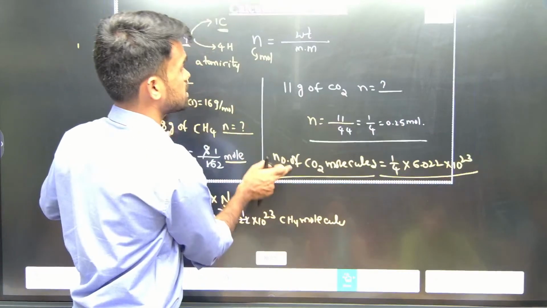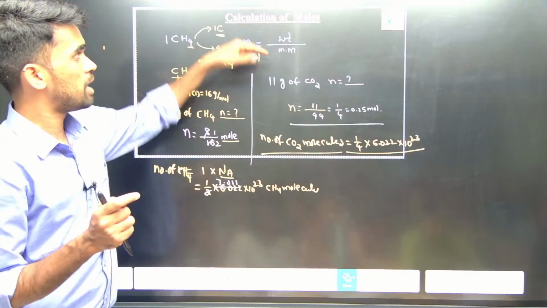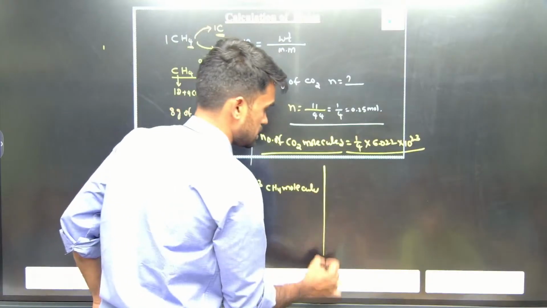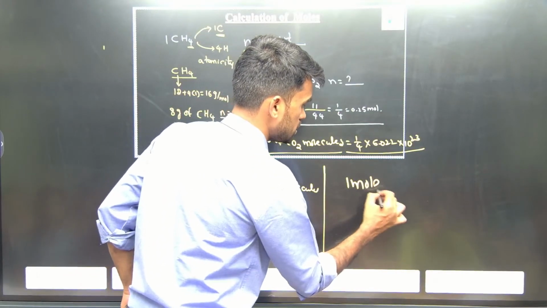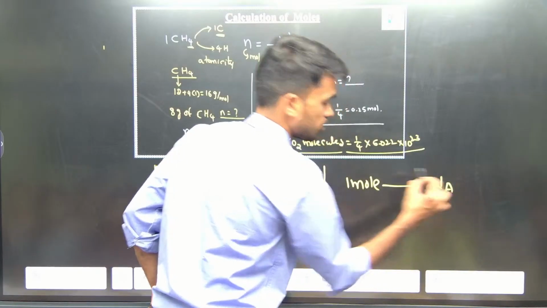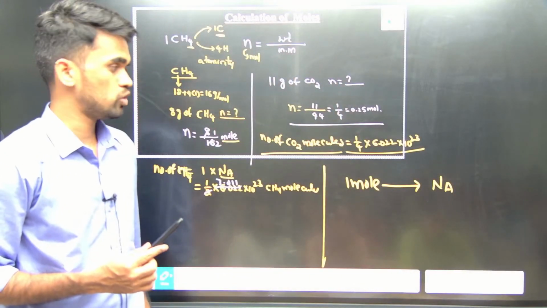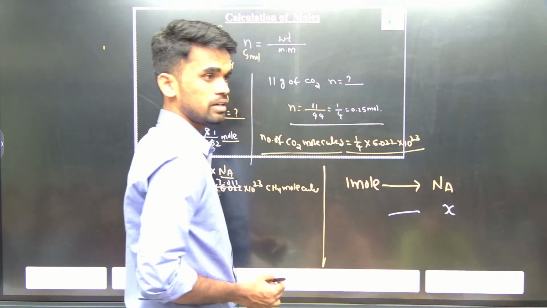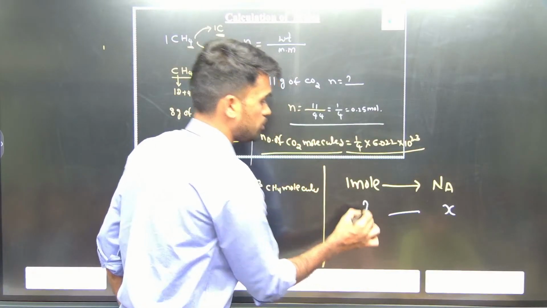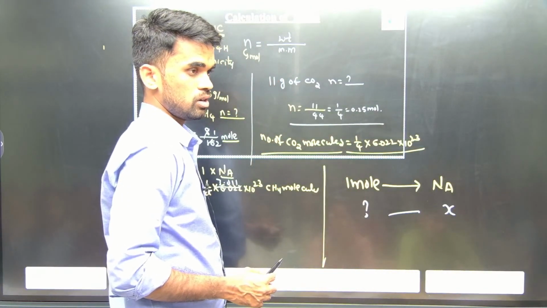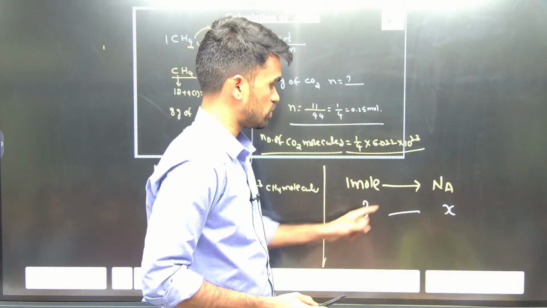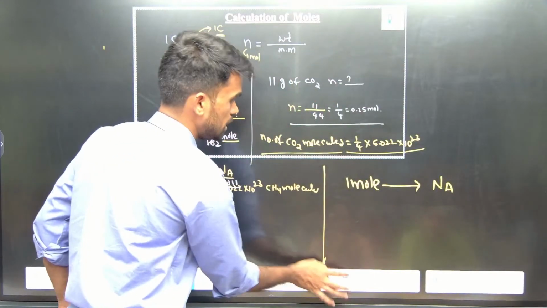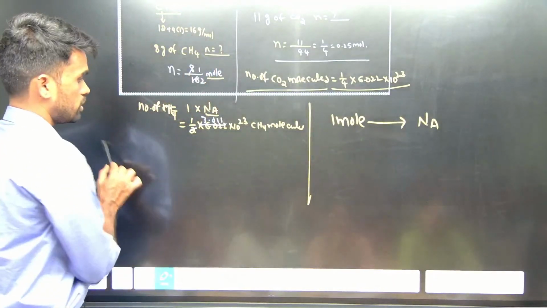So the next thing is, you got the first formula as given weight divided by its molar mass. The second formula is something like this. 1 mole means Avogadro number, you are saying. Now I am giving you some x number of particles. Then how many moles will it be? So x into this one into this one, like that. Let me give you one question so that it will be clear.